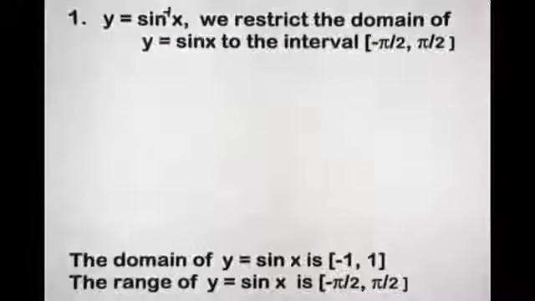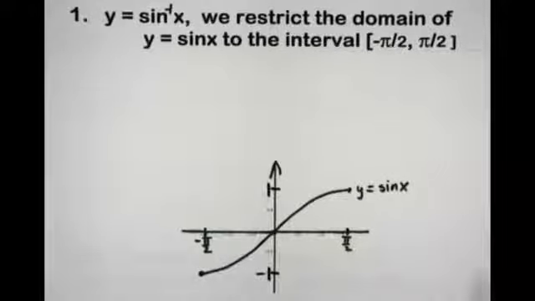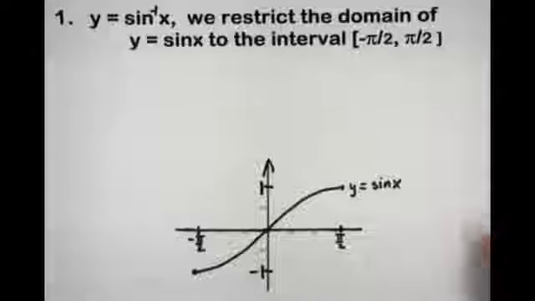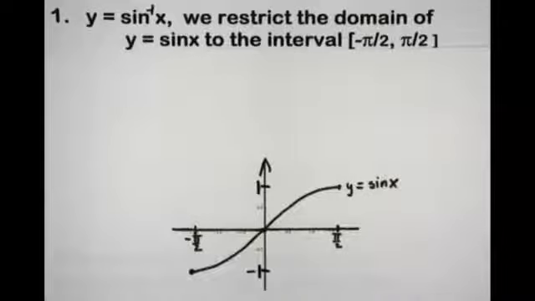To talk about sine inverse, we need to restrict the domain of sine to the interval from minus pi over 2 to pi over 2, because in order for the inverse to exist, the function must be 1 to 1. So my function will be sine, that's the sine graph restricted to the domain minus pi over 2 up to pi over 2.